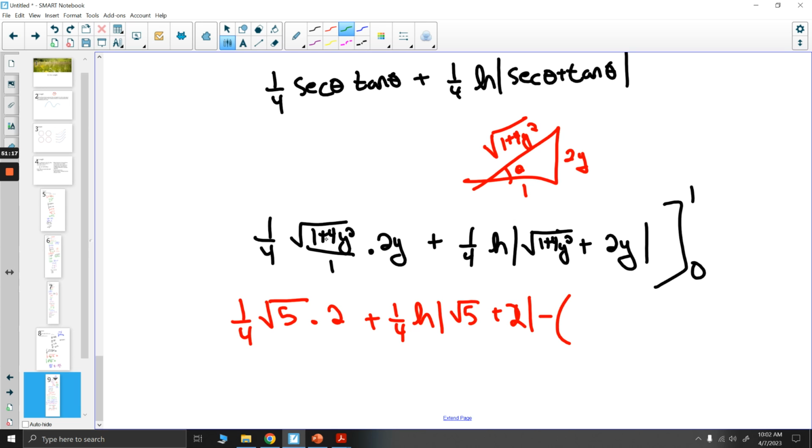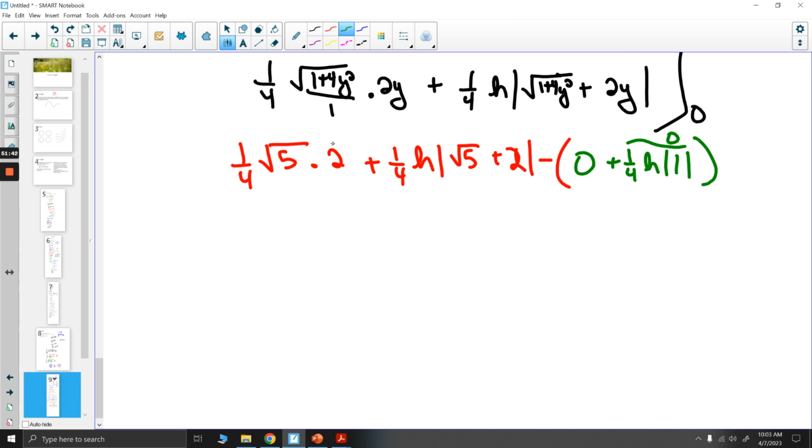So 0 makes this 0 times everything. It's going to be 0. And 0 here would make this plus 1/4 natural log of 1 plus 0. Natural log of 1, that's 0. So we're just here. So we end up with the 2's here will cancel, and we get square root of 5 over 2 plus 1/4 natural log of square root of 5 plus 2. And we could drop the absolute value because this is clearly positive.